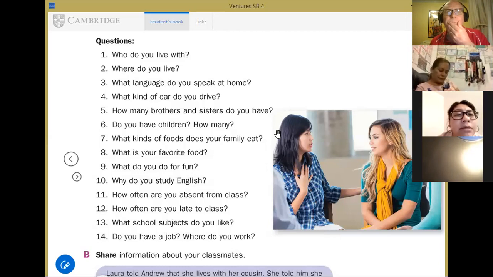Okay, Claudia, ask me number 2. Okay, where do you live? I live in Eagle Rock. Okay, so what are we going to say? The teacher said that he lived in Eagle Rock. Right. The teacher said that he lived in Eagle Rock.